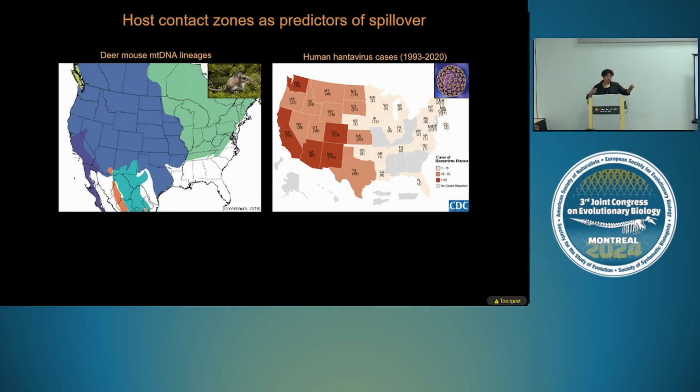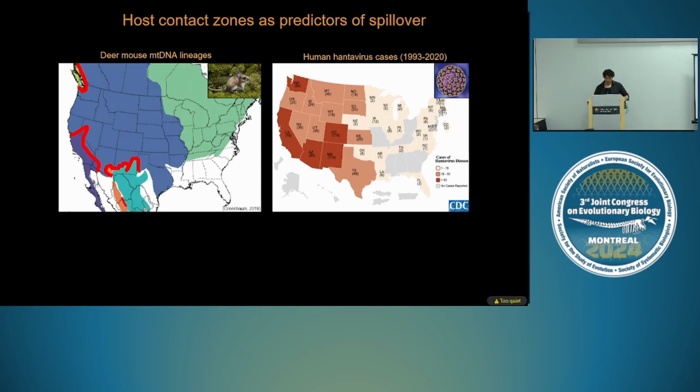But this model assumes, of course, that the host and the pathogen are co-diversified, or in other words, that distinct subspecies of the deer mouse will carry distinct variants of hantavirus. And so if we look on a broad scale, these major contact zones between subspecies in the western U.S., we see that they align pretty well with the states where we see the highest human spillover. But nonetheless, this baseline hypothesis of co-diversification has never been tested in this system, just largely due to a lack of genetic data for both the host and the pathogen.